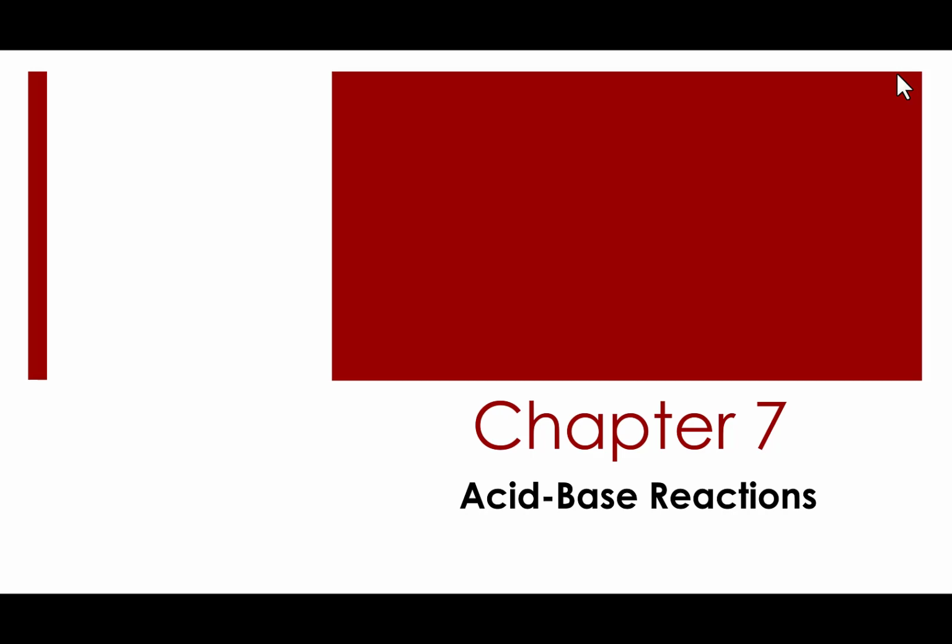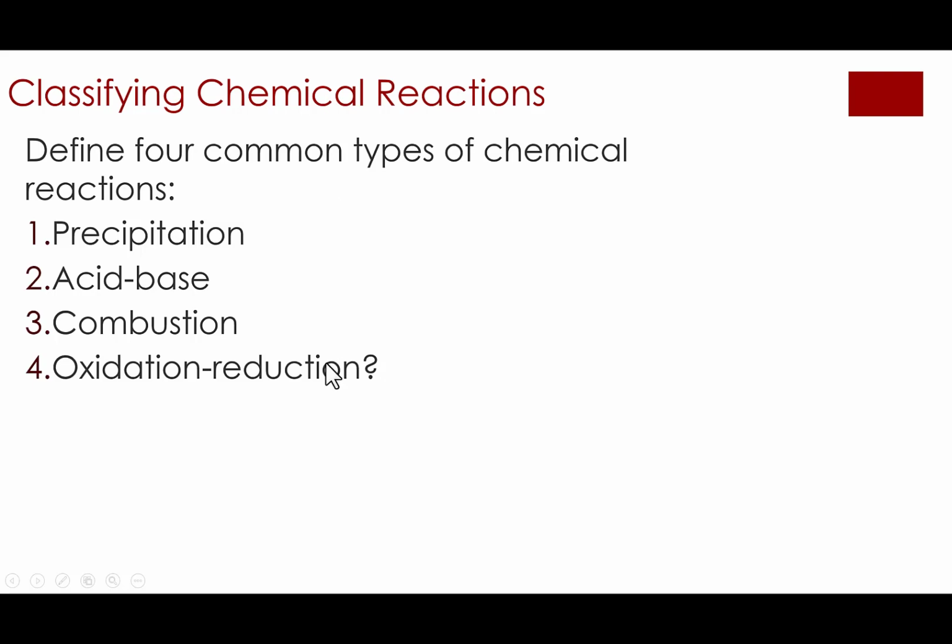Today we're going to continue our series of reactions that you're responsible for knowing, and today we're going to talk about acid-base reactions. Just as a reminder, we're working our way through this list. These are 4 common types of chemical reactions where I could give you the reactants and you'd be responsible for knowing what the products are and then writing a balanced equation. We talked about precipitation in our last lectures. Now we're going to talk about acid-base.